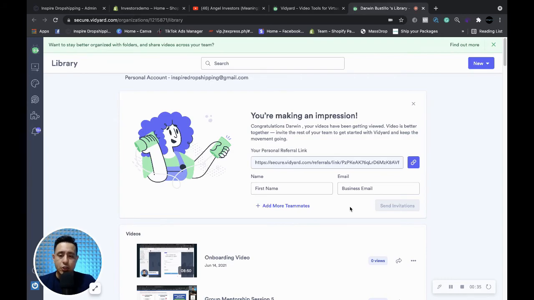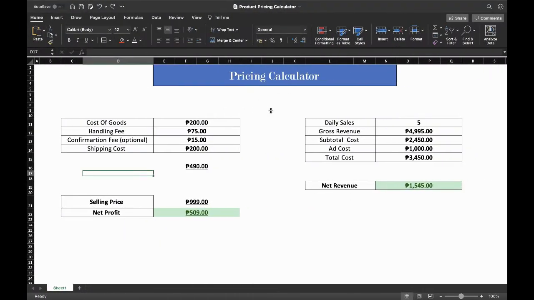So I'm gonna kind of get straight into the little Excel file that I put together just so you can get a visualization of what costs are associated with running the product, what to take into account, so on and so forth. So for the sake of this example, we're going to start off with saying the cost of goods is 200 pesos, so we're going to put 200 pesos here.